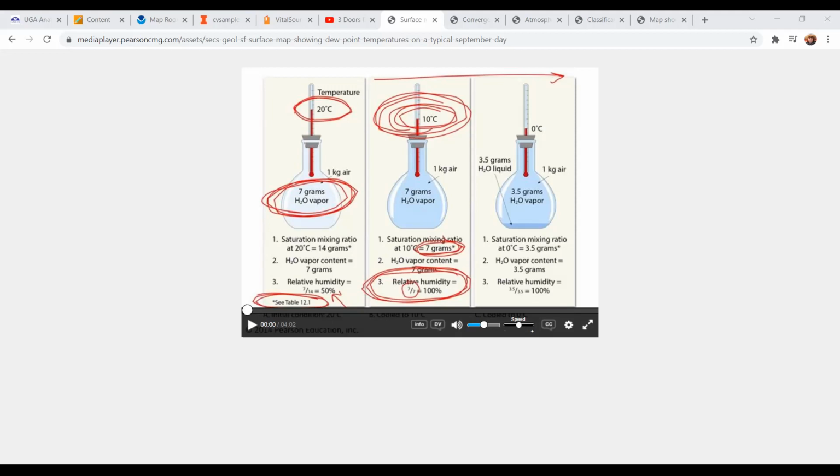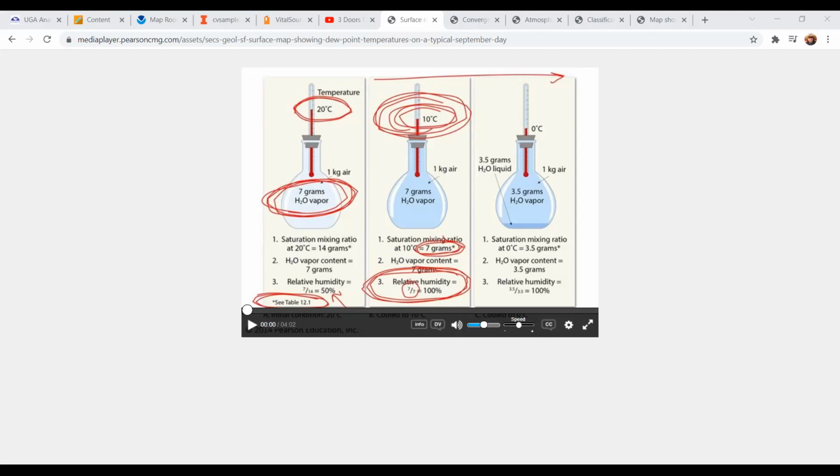If we drop the temperature more to 5 degrees, well, the air is going to be saturated at 5 grams per kilogram of air. 5 grams of water vapor are going to condense to form liquid water because we can't get over 100% relative humidity. So the vapor pressure becomes so great that it causes the condensation of 5 grams of that water vapor back into liquid water.